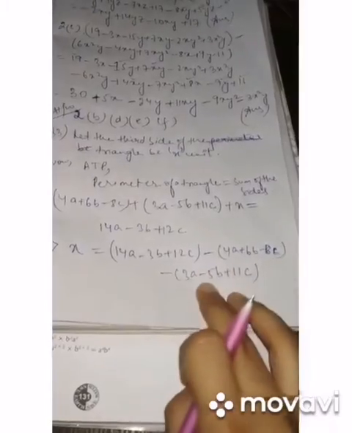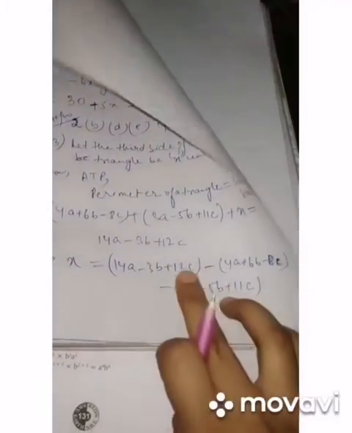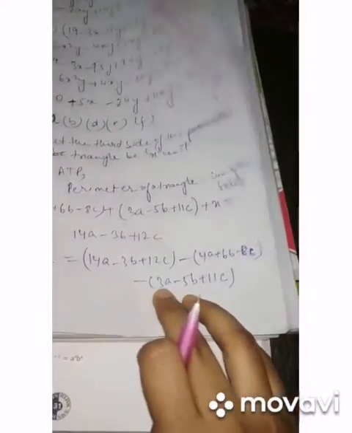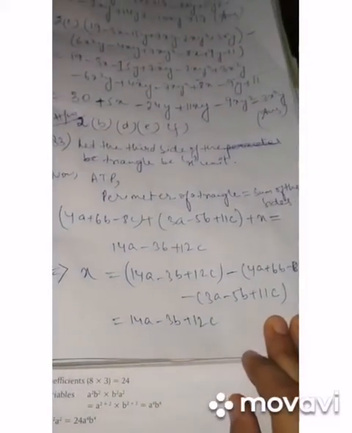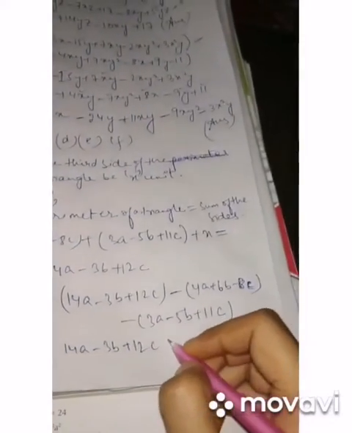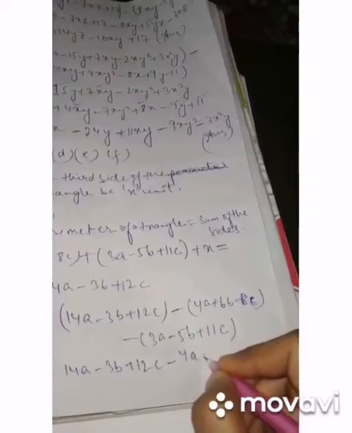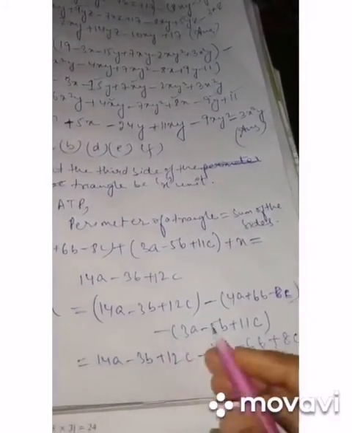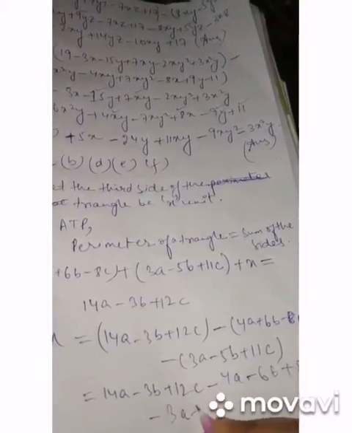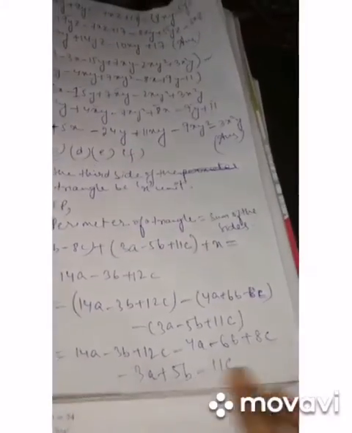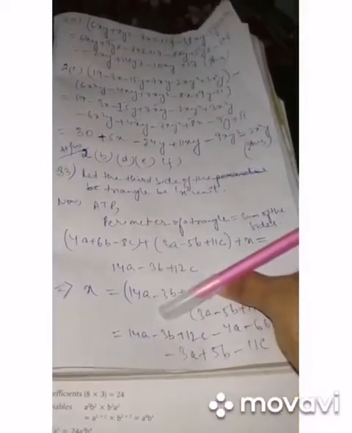We will open the bracket and solve it just like we did in add and subtract. You will open this bracket and this minus will get multiplied with the other signs, and this minus will also get multiplied with the other signs. So now we have opened the bracket of this and this. Now minus 4a, plus minus minus 6b, minus plus 8c, and then minus 3a minus plus 5b minus 11c. Now we just have to add and subtract just like we did in previous sums.